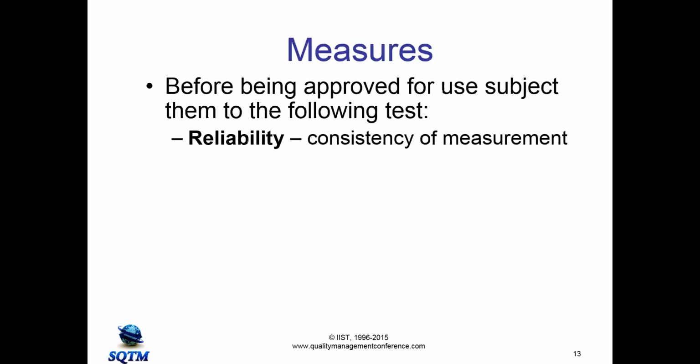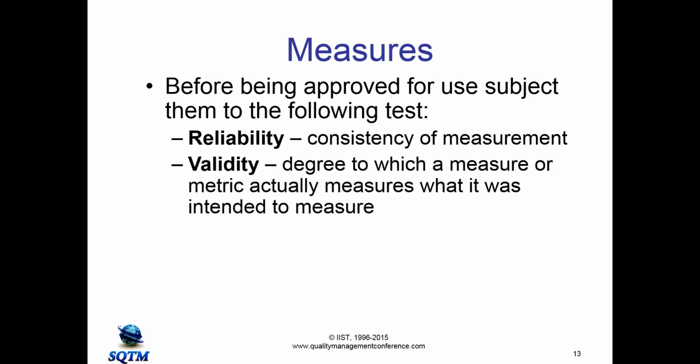Before being approved for use, subject your measures to the following test. Are they reliable? Is there a consistency of measurement? Are we measuring the same type of thing in the same manner, or are we doing it differently every time we take a measure? So it needs to be reliable. Is it valid? The degree to which a measure or a metric actually measures what it was intended to measure.